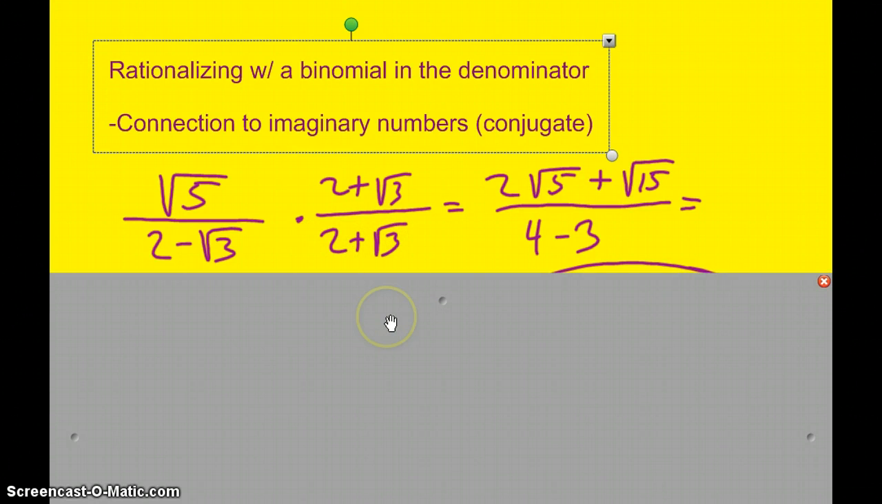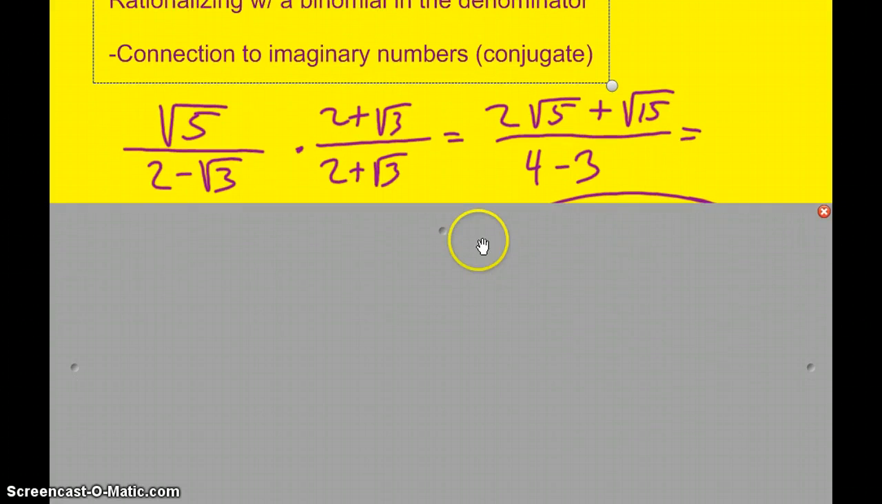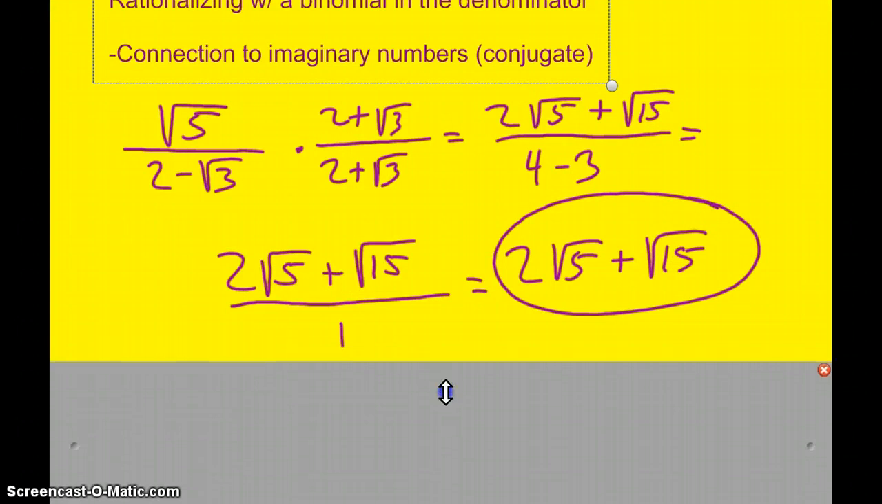And what that allows us to do here is, you see the next step, I distributed radical 5 times 2 plus radical 3, which would be 2 radical 5 plus radical 15. And on bottom, I used what we know about the difference of two squares and multiplied 2 times 2 is 4. Our middle term will eliminate itself. And I have negative radical 3 times positive radical 3, which is going to be minus 3. So then I simplify that by simply subtracting the bottom. 4 minus 3 is 1.